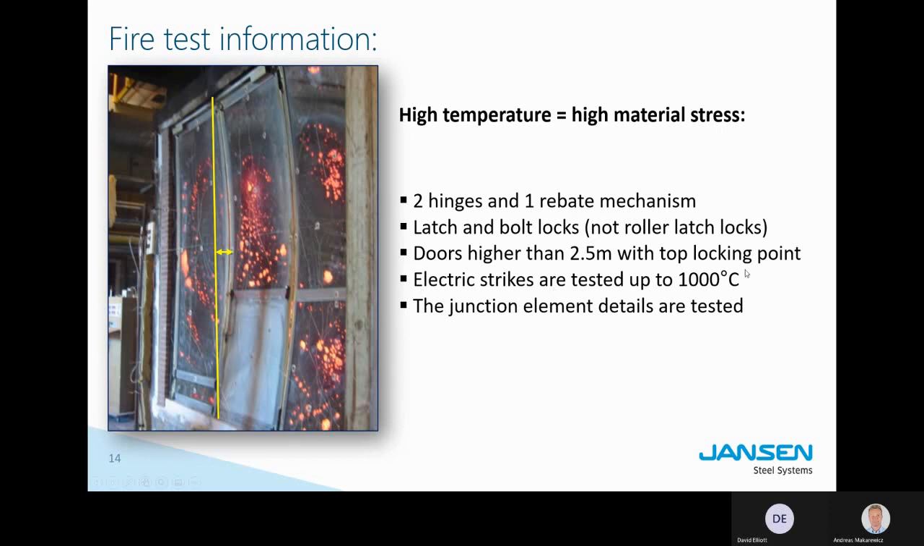Then all electric strikes and all electric elements must be tested and approved up to 1000 degrees. And also the junction elements, so how you connect the individual elements. For example, how you connect the door frame, the outer frame, to the building. This is also something that must be observed, must be followed according to the testing results. As tested, so approved. This is our rule in fire protection always. Yeah. So these 5 points you will always find on any fire door.